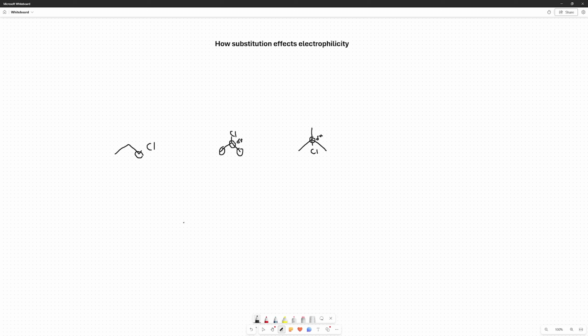And that's because, like I'm saying, it can share some of this positive charge between the bonded carbons. So in this example, even though you've got the same halogen bound to a carbon atom, not each of them is going to have the same electrophilicity because of the substitution, and that allows the carbon to share its partially positive charge between the surrounding carbon substituents.